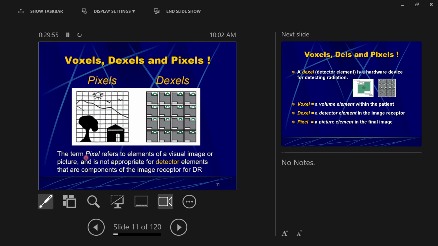This term pixel is not appropriate when we're talking about the detectors on the plates, okay? These detectors don't show anything, they detect things, they capture. Where a pixel puts out light, a detector captures light. So we call them dexels, for detector element.